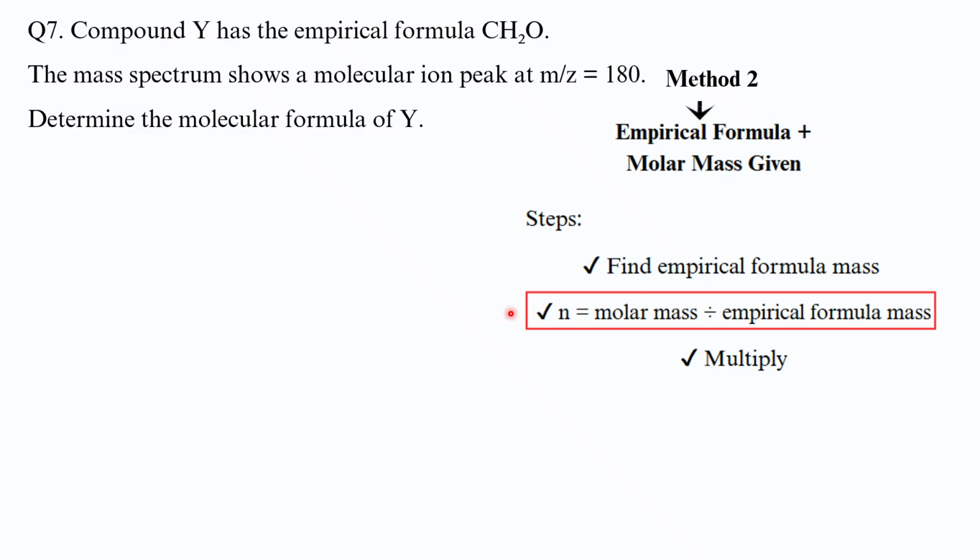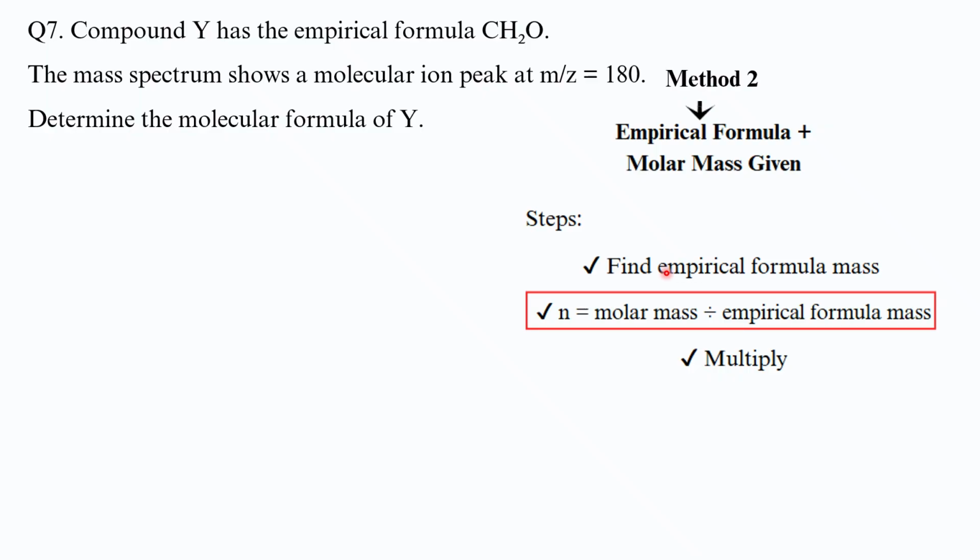Now, the next category of question is this, where you are just provided with the empirical formula and the molar mass of that particular substance. So here is the question. Compound Y has the empirical formula CH2O. So here is my empirical formula, which is already given. Now the mass spectrum gives the data of the molecular ion mass. The mass of the molecular ion is given as 180. So I have to follow these simple steps. This is my method 2, where using the empirical formula, I will determine the empirical formula mass.